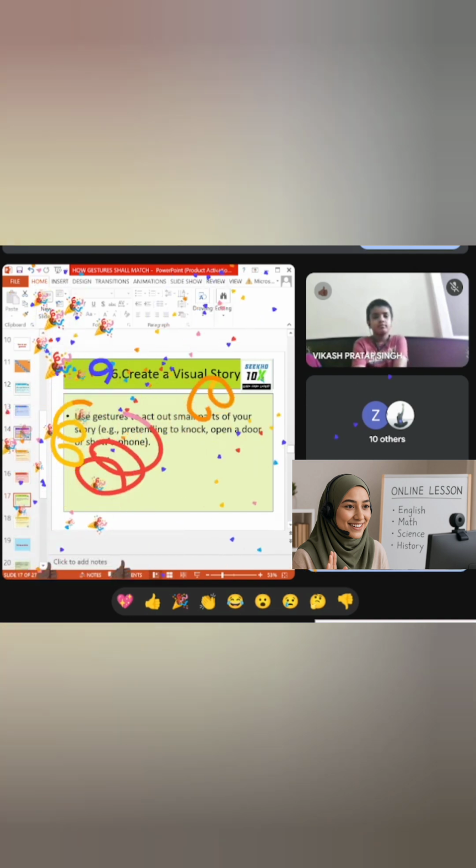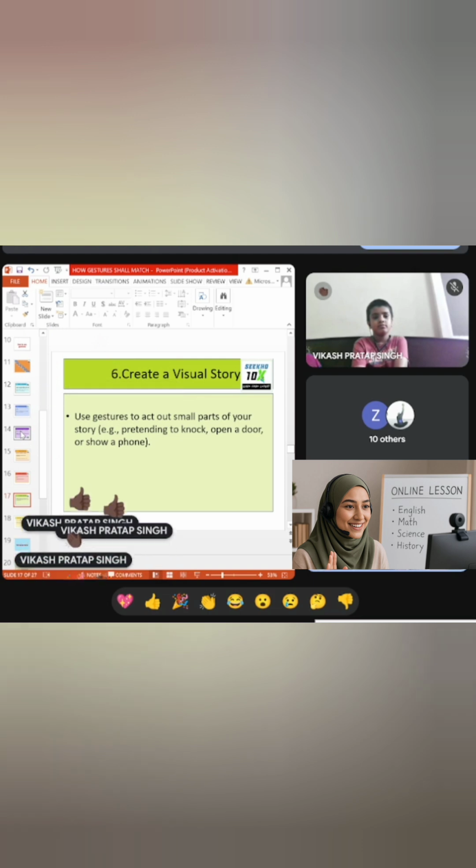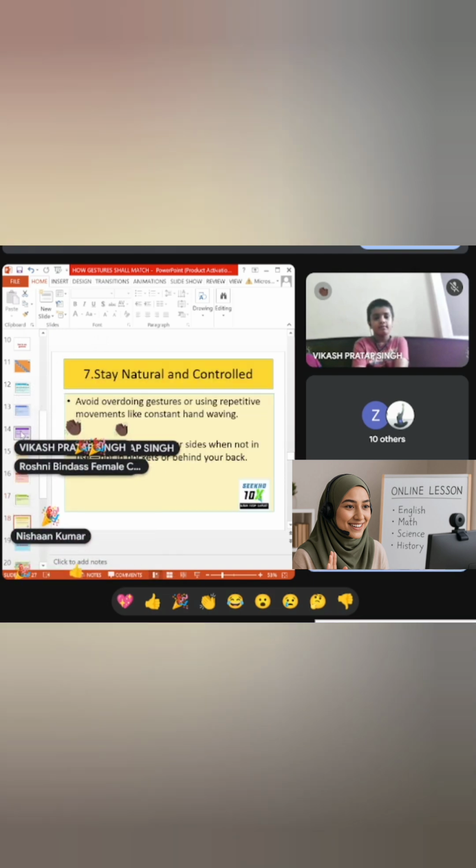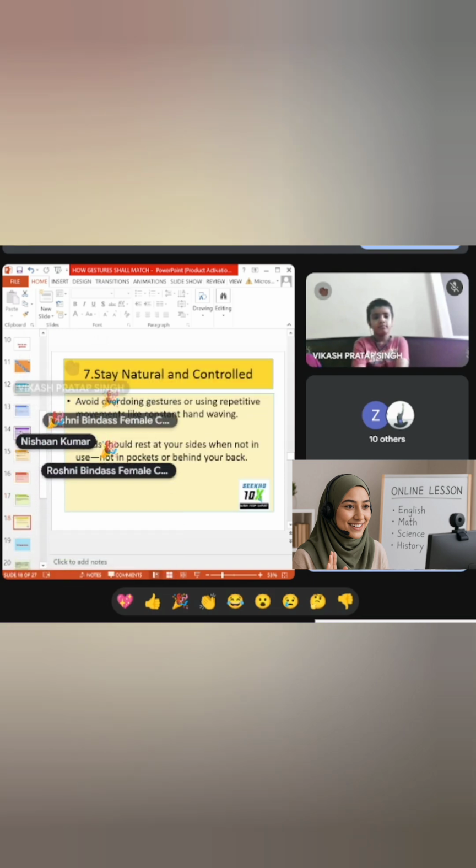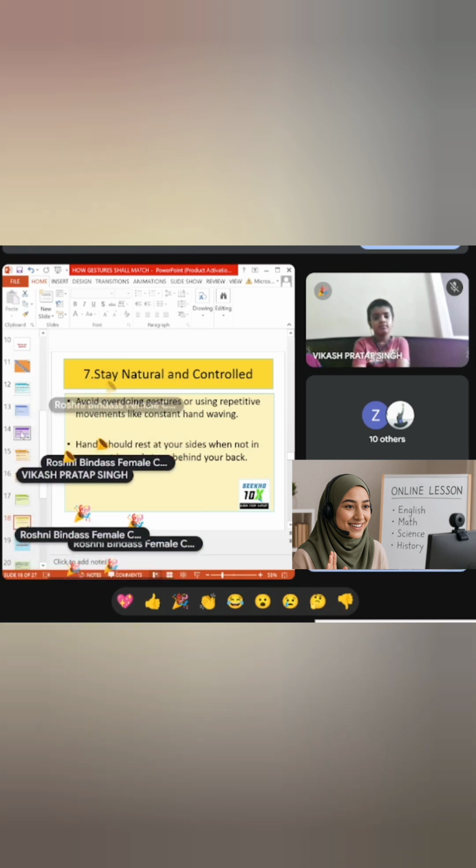All these gestures you can easily use during your visual story presentations. Okay, moving on to the next one. Stay natural and in control. Finally, avoid overdoing the gestures.